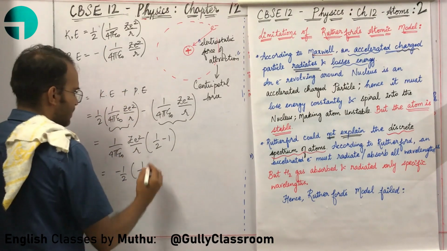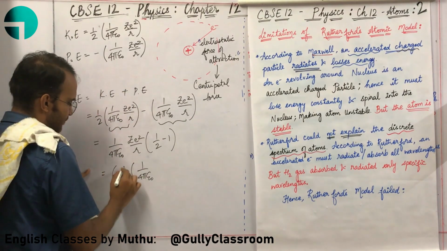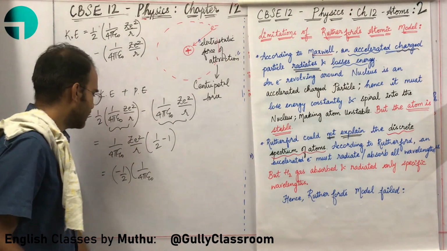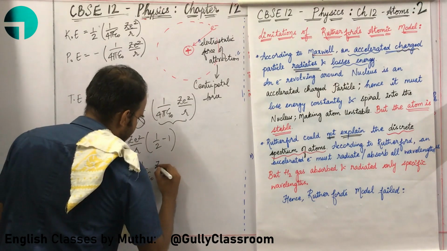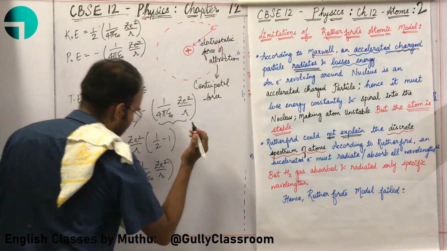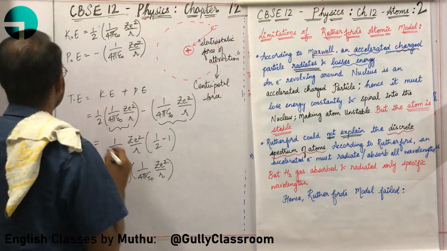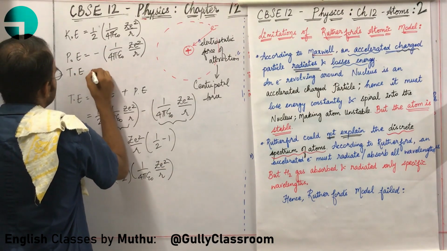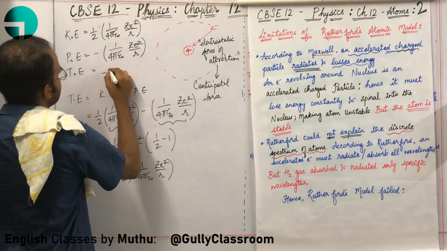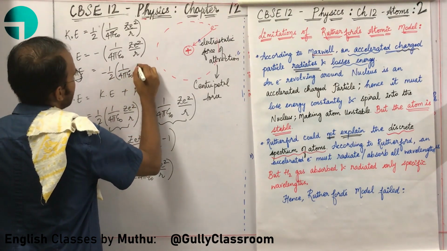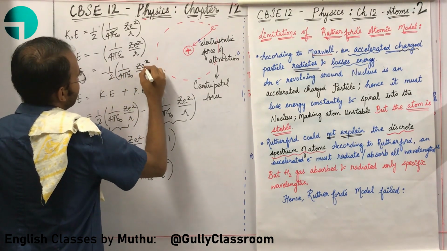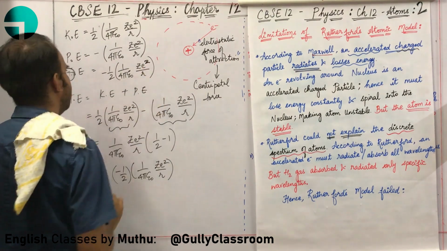Am I getting this right? Why are you putting minus half, sir? Half minus 1 is minus half. So ZE square divided by R. Okay, so this is my total energy. Let me write my total energy over here. My total energy is minus 1 by 2, 1 divided by 4 pi epsilon naught ZE square divided by R.